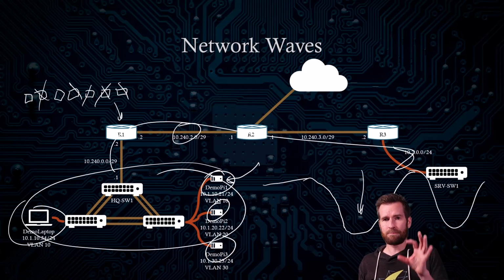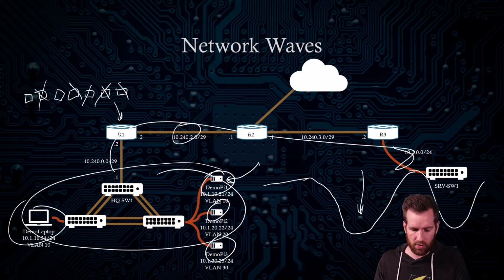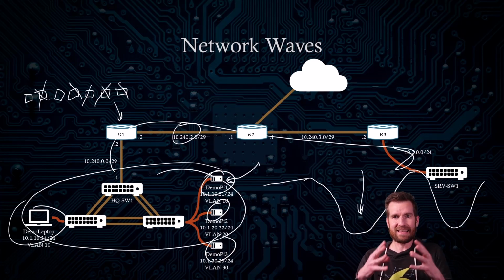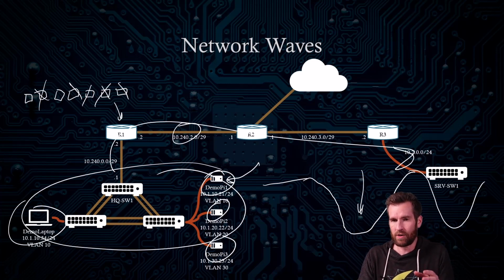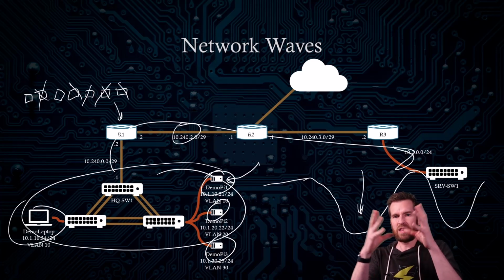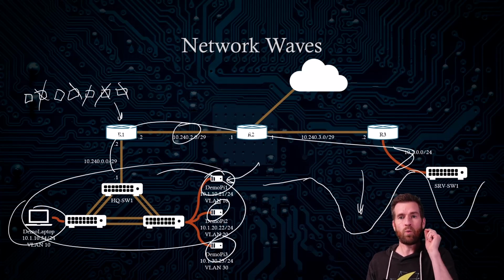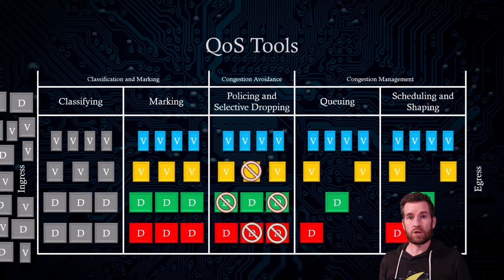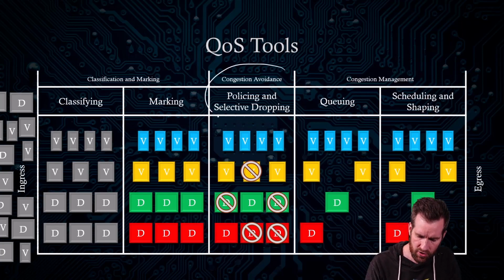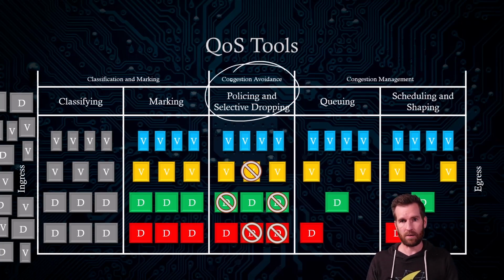So this is the problem with congestion on your network: it becomes gridlock, where you have these waves of too much traffic and not enough traffic. We want to eliminate that, and we do that with congestion avoidance.